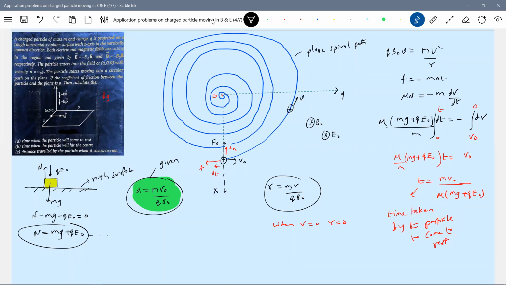Yes, okay, I'll do one thing. So this will be your force, which will probably provide the centripetal force, and here the friction will act. And this force will be directed towards the center. Okay, the time, I think both are the same, no? The time taken by the particle to come to rest and the time taken by the particle to reach the center.